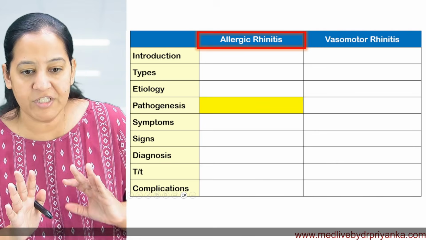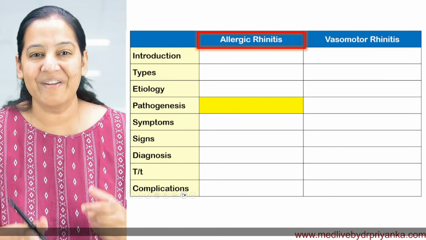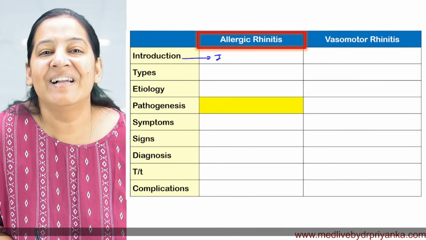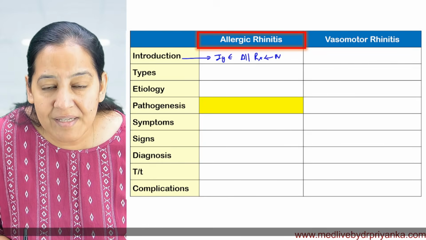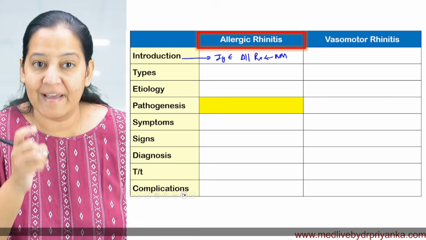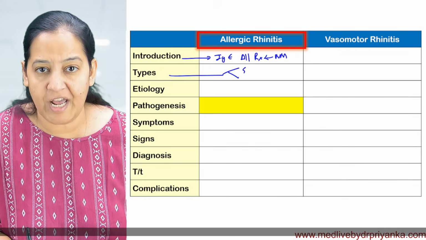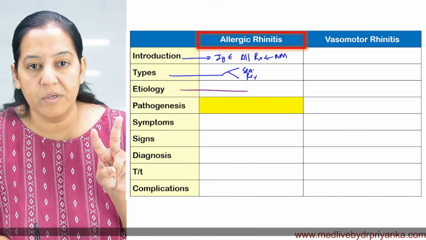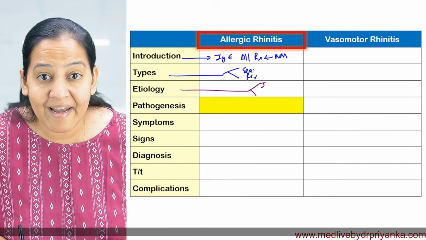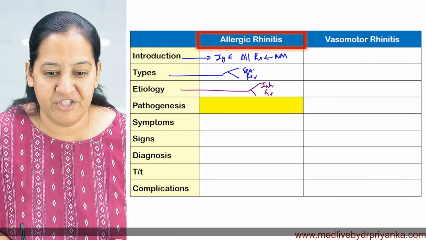So we are done with the etiology also. Can we revise? What is the definition of allergic rhinitis? It is an IgE-mediated allergic reaction to the nasal mucosa in response to an inhaled allergen. It is of two types, seasonal and perennial. It has two etiologies. What are the two etiologies? It can be airborne inhalant, or it can be genetics.